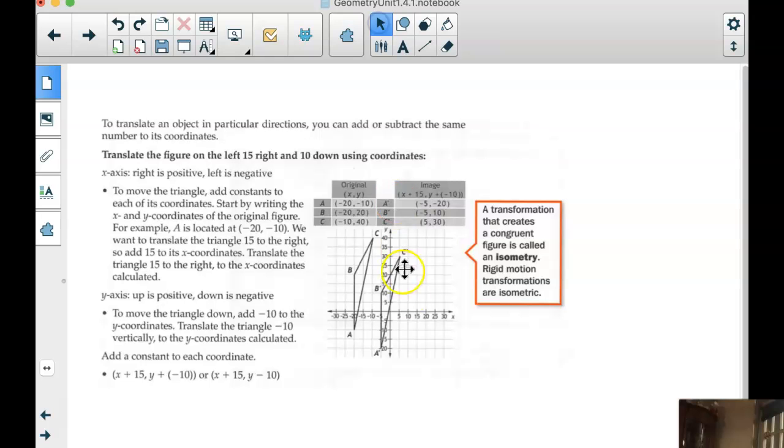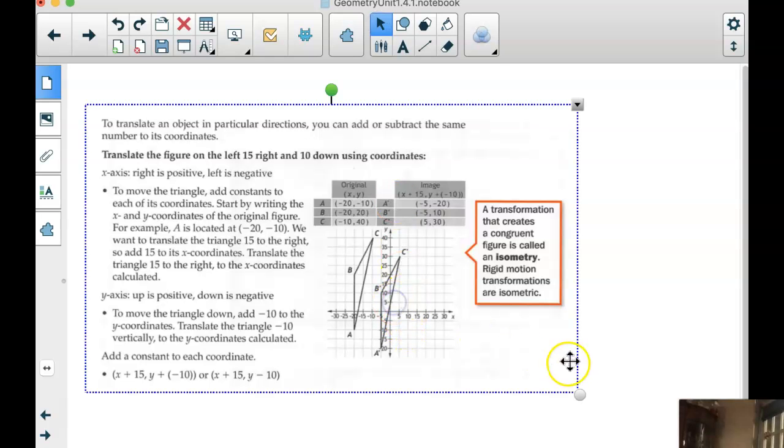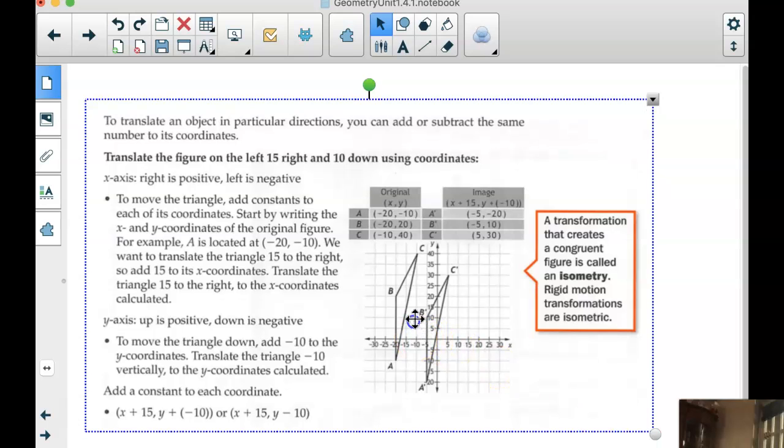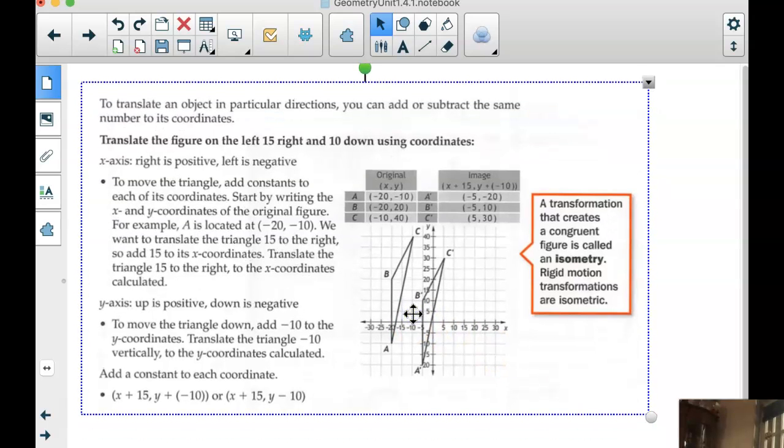Now here's more. Same thing. I'm going to make this bigger so we can actually see it. All right, and if all you do is pick something up and move it, it's a rigid motion, and the thing you pick up and move is going to be congruent to itself. We didn't change it any.